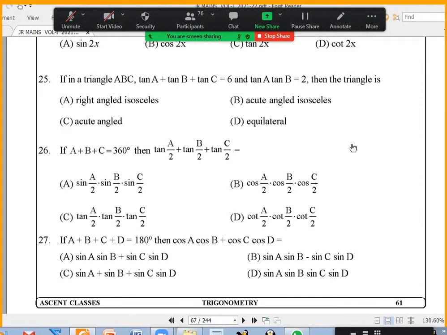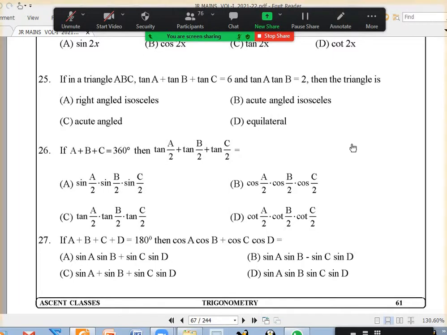Sir, yesterday I asked one doubt in a question. If cos of alpha plus beta is equal to 4 by 5 and sin of alpha minus beta is equal to 5 by 13, then what is the value of tan 2 alpha? The 2 alpha you can write as alpha plus beta plus alpha minus beta.